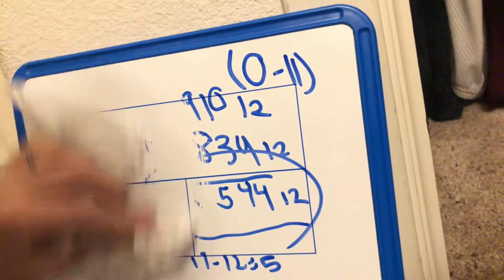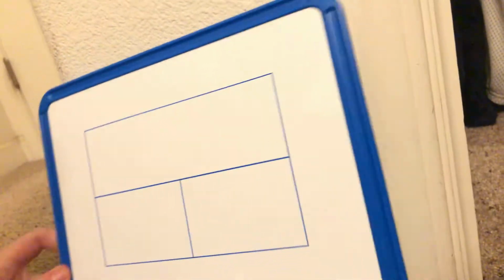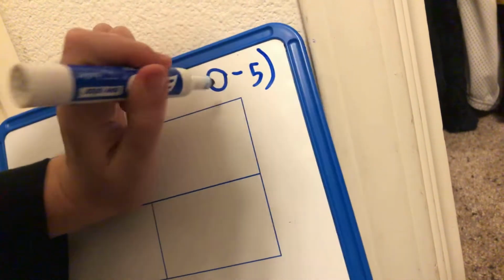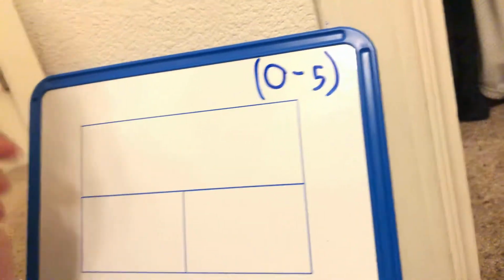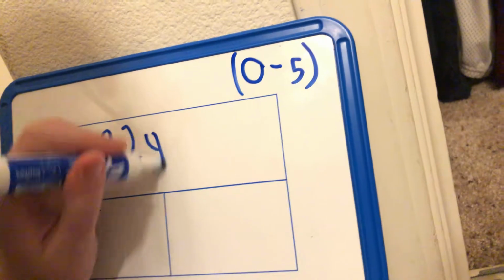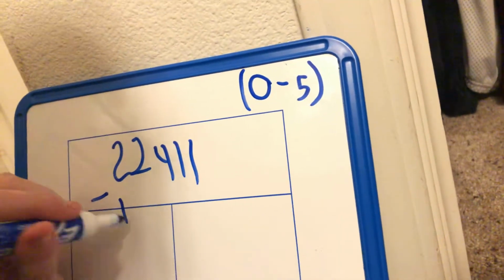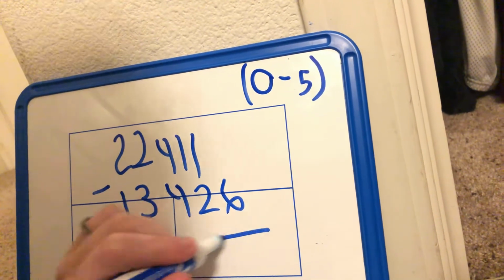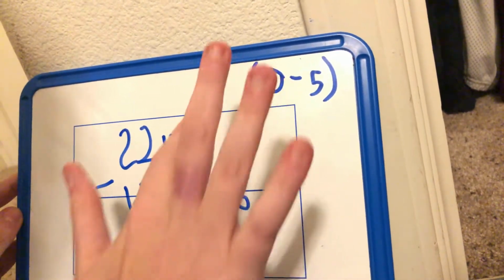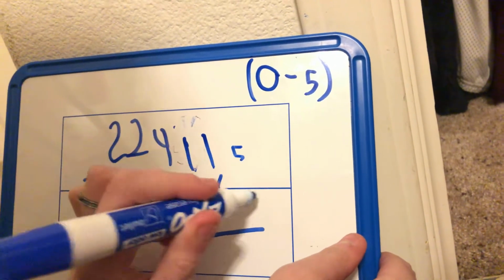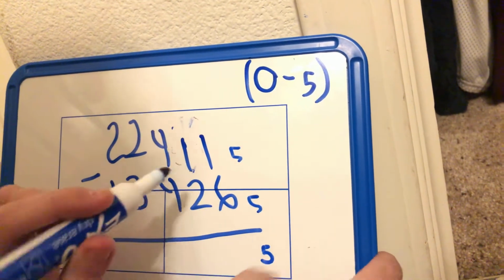Now to mix things up, we're going to do a subtraction problem with base 5. A little bit easier, not much busy work. Our values are up to 5. Anything above 5, we have to do regrouping. So let's get started. We have 22411 minus 13426. Move this over. Oops, I messed up a little bit. 1, 1. Got to make sure they're organized. Bring down our 5 for our base and get started.